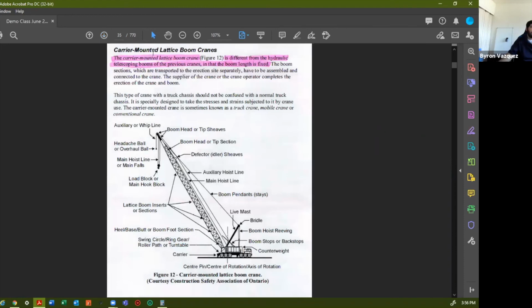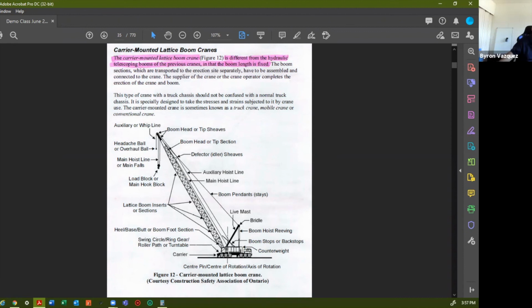So this is a carrier mounted lattice boom crane. Now these are heavy duty, and so we'll learn a little bit about it. We have some more information here. I'm just going to read the highlights. But the carrier mounted lattice boom crane is different from hydraulic telescoping booms of the previous cranes in that the boom length is fixed. So this is the boom, and it does not telescope in and out like the other cranes we've been talking about. It's fixed. So you get what you get.